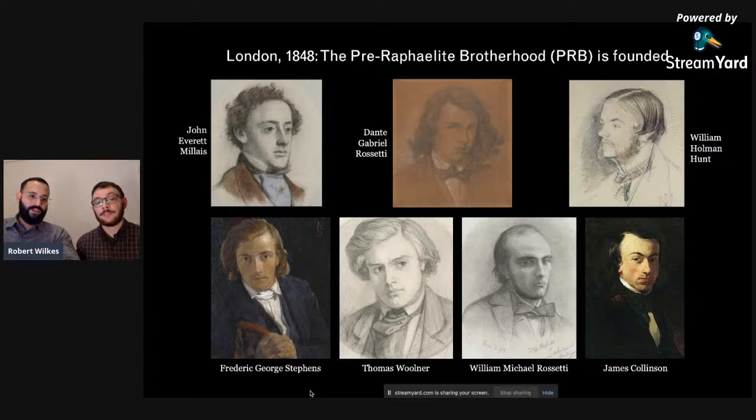William Holman Hunt, Frederick George Stevens, Thomas Woolner, William Michael Rossetti, and James Collinson. And they were all of them very young. They were barely out of their teens. And they were fired up with this very enthusiastic passion to update British art.